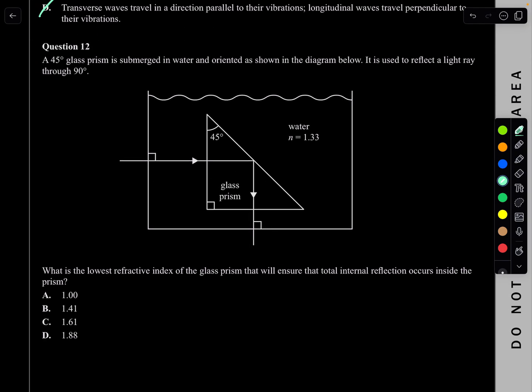Question 12. A 45-degree glass prism is submerged in water and oriented as shown in the diagram below. It is used to reflect a light ray through 90 degrees. Okay. What is the lowest refractive index of the glass prism that will ensure that total internal reflection occurs inside that prism?